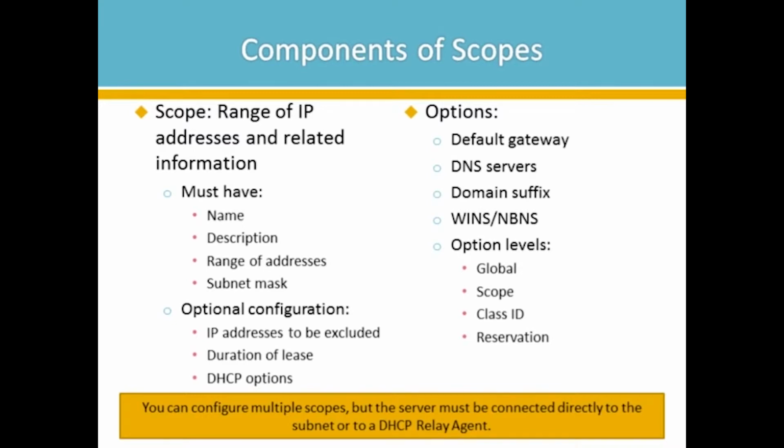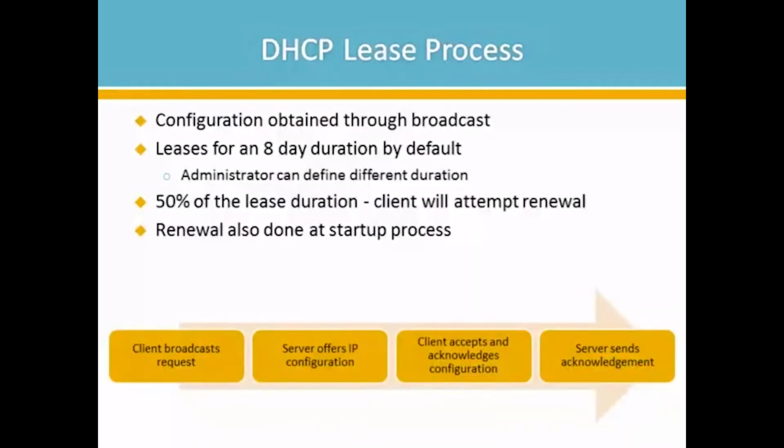You can configure more than one scope on a DHCP server, but the server has to be connected directly to each subnet that the scope is answering to. If it's not, you'll have to deploy a DHCP relay agent in order to relay the requests to the appropriate server. With DHCP, there is a lease process. The lease process, in its simplest form, is that a client asks for an IP address, it gets one, and it gets it for a duration of time.